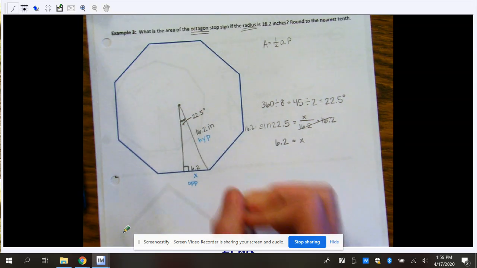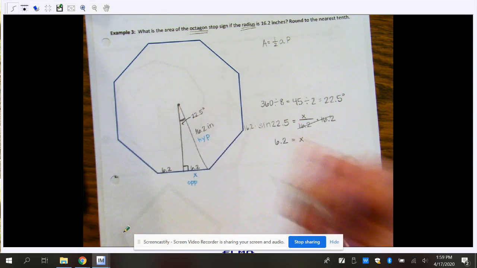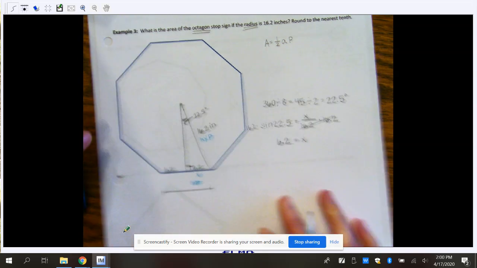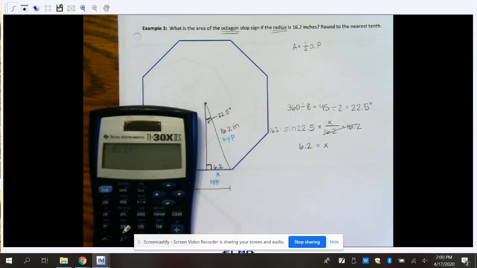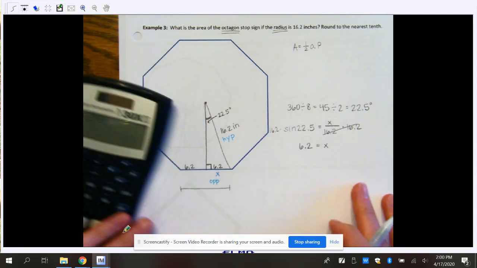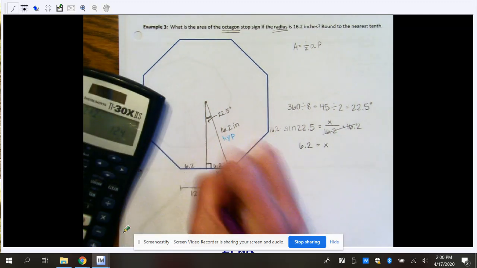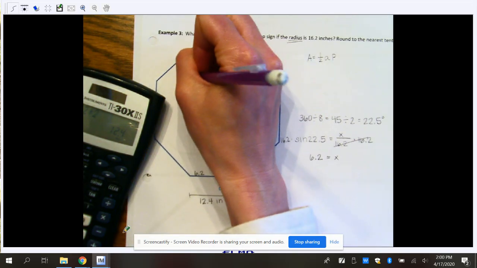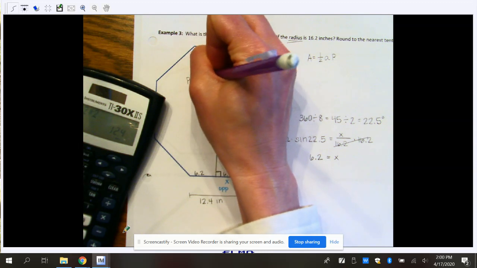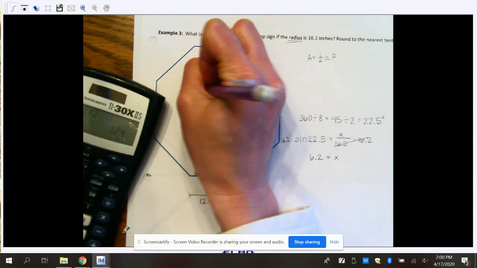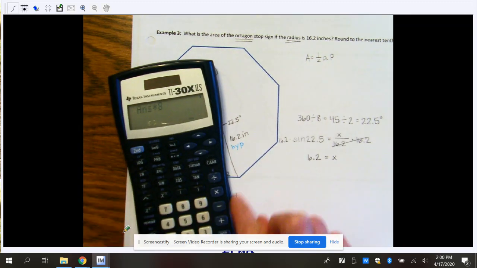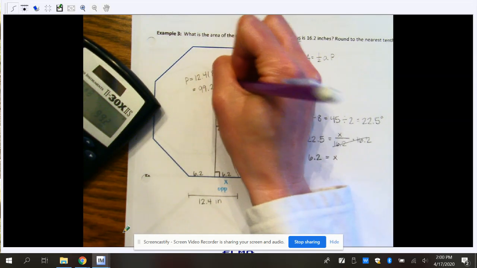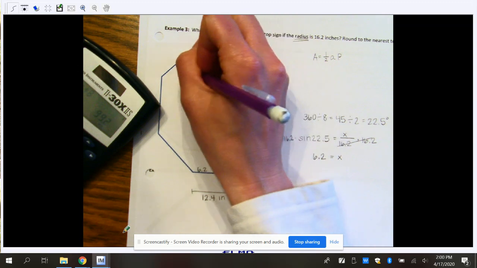Okay. And so now what that means is that this side is also 6.2 because the apothem is bisecting it. So before I find that other side, I'm going to find my perimeter. So all the sides are about 12.4 inches. So the perimeter is going to be the side length times the number of sides. So it's going to be 99.2 inches. So there's the perimeter of the octagon.